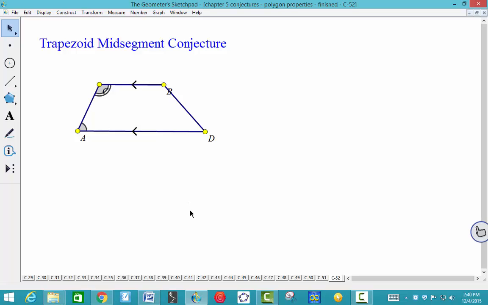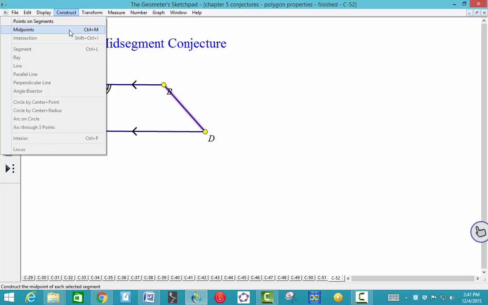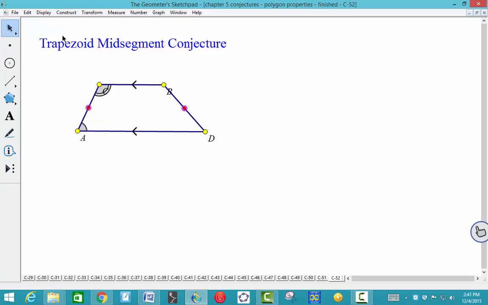Okay, our last conjecture for the chapter, the trapezoid midsegment conjecture. The midsegment of a trapezoid is parallel to the bases and is equal in length to the average of the length of the two bases. So first, let's come up with a midsegment. If you select the non-parallel sides, and you go up to construct, and we're going to choose midpoints, and I connect those two midpoints, that's the definition of a midsegment.